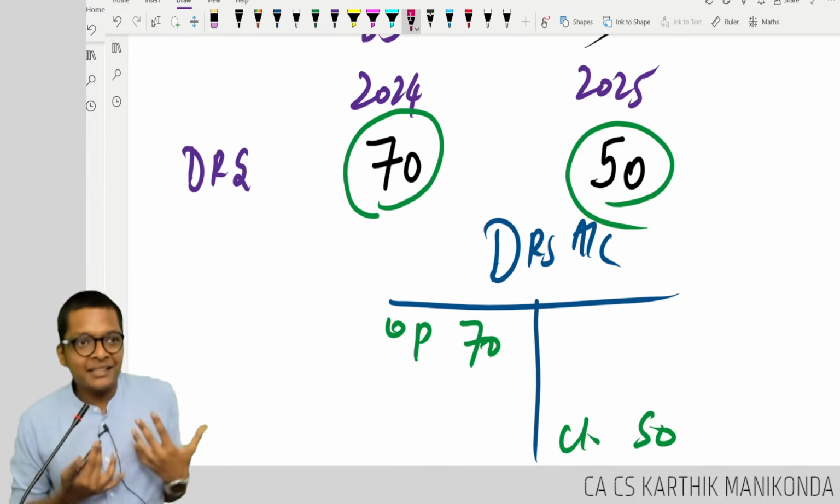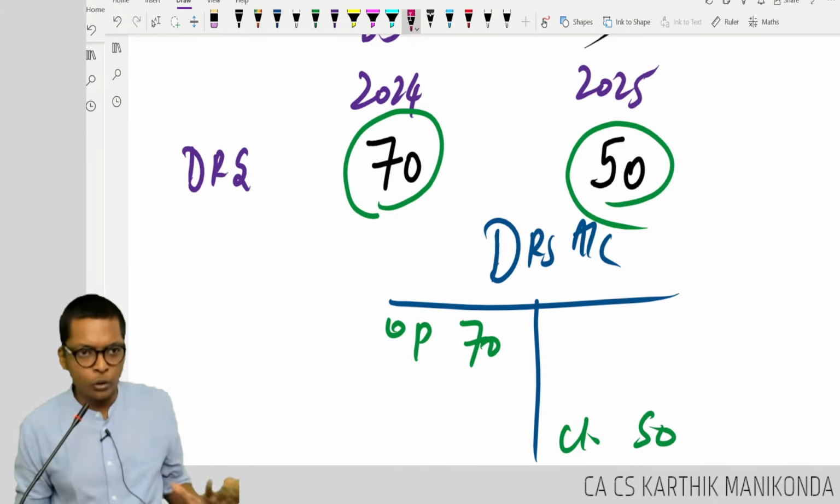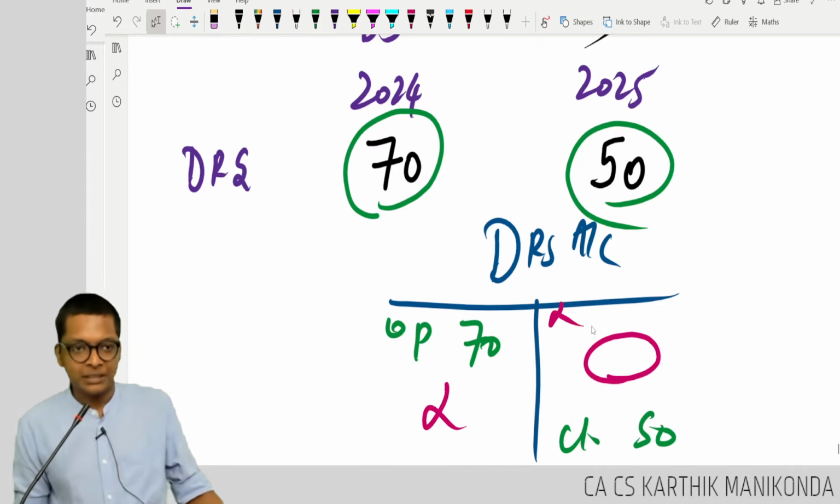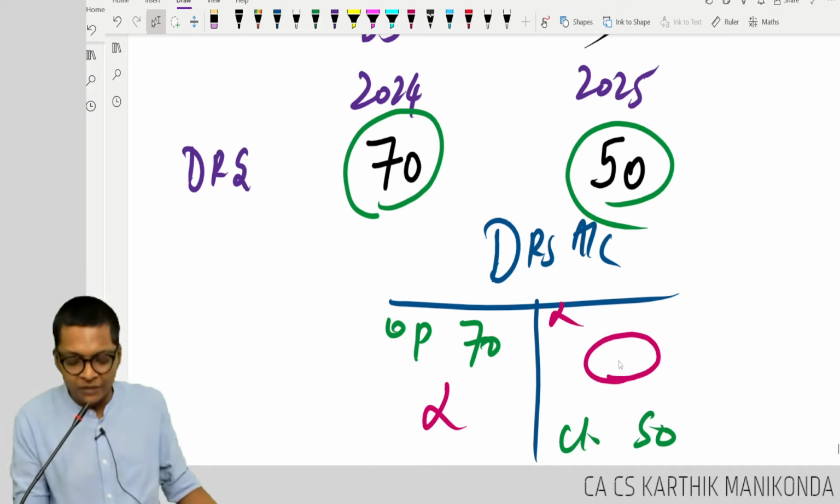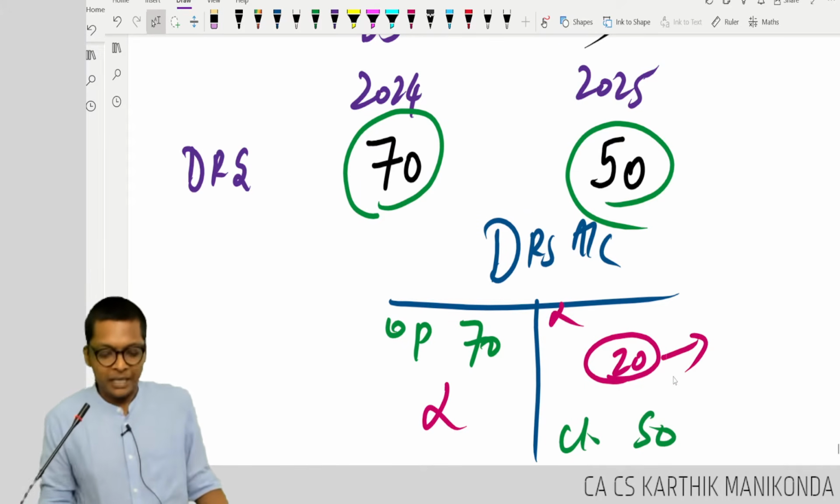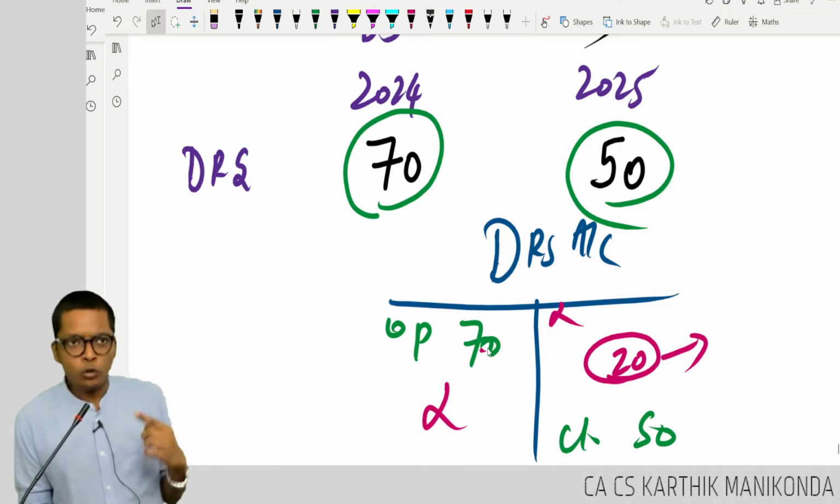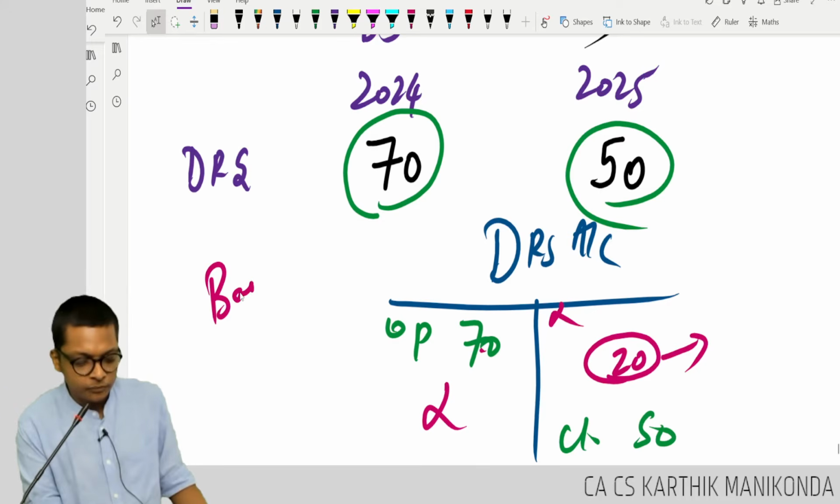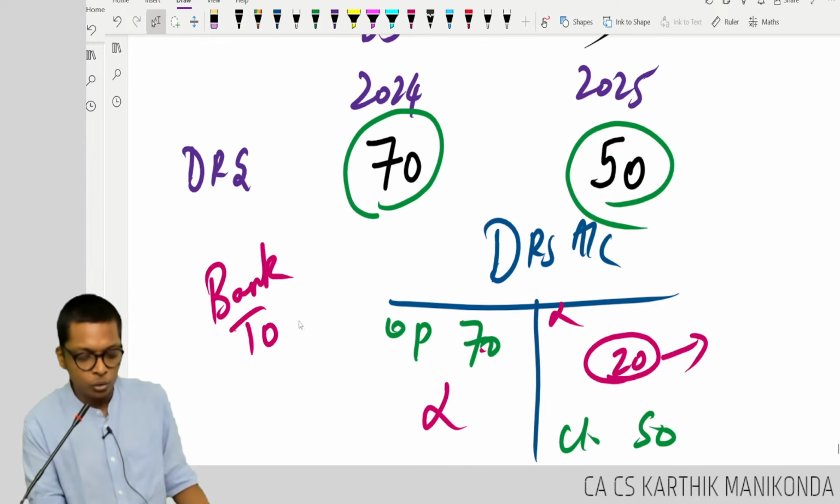I don't know any other details. What could be this difference? Assume nothing else is there. There is credit sales, but so what is the difference? 20. What does the 20 represent? If debtors is decreasing, what could be the first reason? Cash paid. So entry is bank 2, debtors 20.